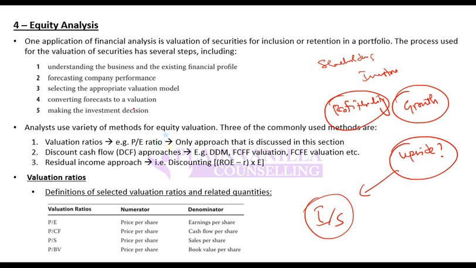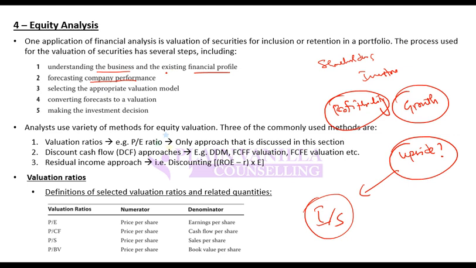How do you perform the analysis? You first understand the business of the company. How does the company make money? What does it buy? What does it sell? What is the business model? Existing financial profile. How much borrowing does it have? What is the capital structure? What is the growth? What is the profitability? Then you forecast performance. So you look at the past, you combine the past trend with your expectation, and based on that you forecast future performance.